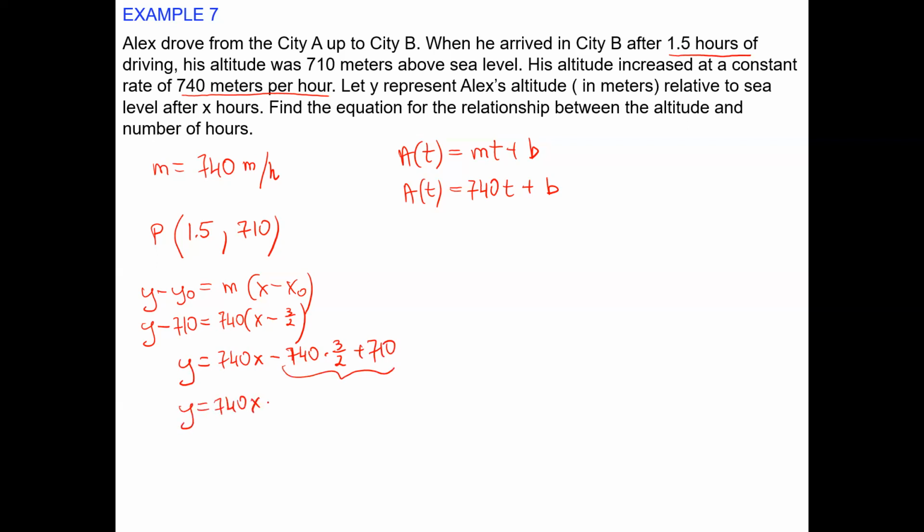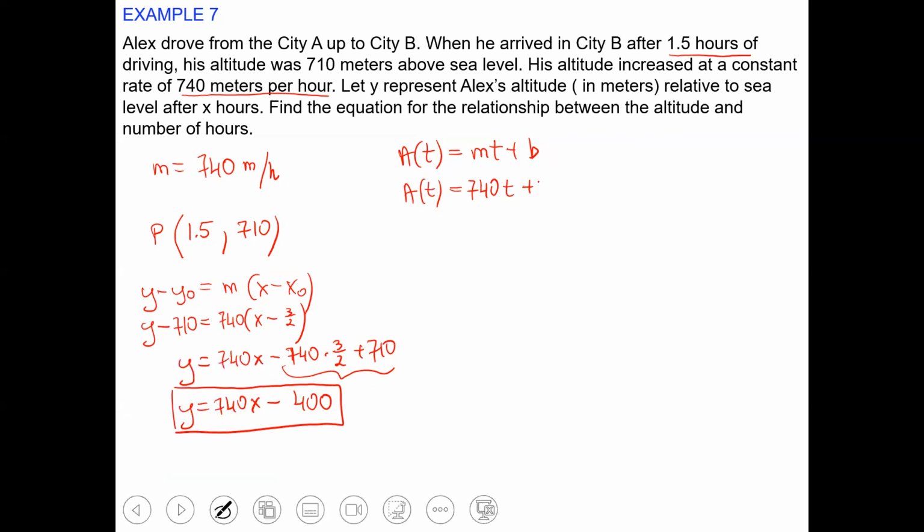That's also a little bit different way to get this. 740 we can divide by 2, it will be 370, and multiply by 3, 1110, plus 710, it will be 400. You may do your math, but do not use the calculator. I think I did correctly. It will be 400. I can erase this, and this is our model.